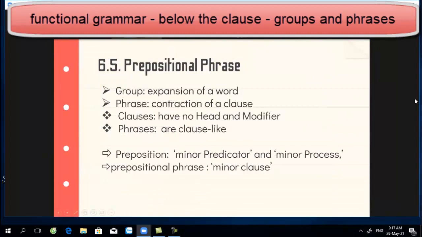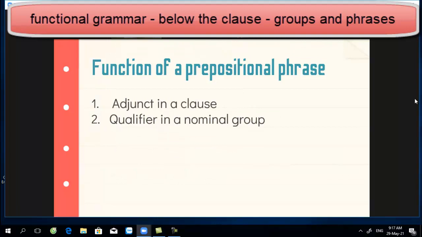Clauses have no head and modifier, but phrases are clause-like, and prepositions are the minor predicator or minor process, so the prepositional phrase is a minor clause. A prepositional phrase has two functions. The first is adjunct in the clause, and the second is qualifier in a nominal group.